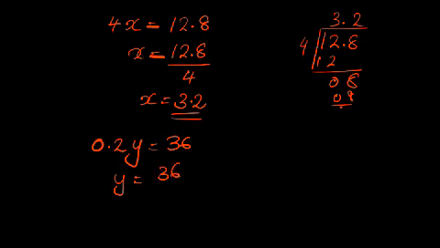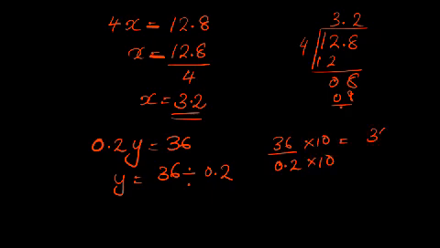So 36 divided by 0.2. So how can you change 36 divided by 0.2? It's better to make this a whole number. So times 10, times 10. So the question changes to 360 divided by 2, that is equal to 180. So the answer is 180.